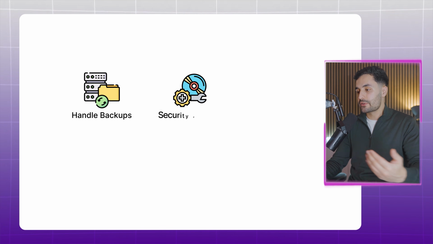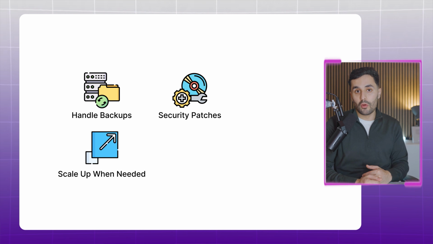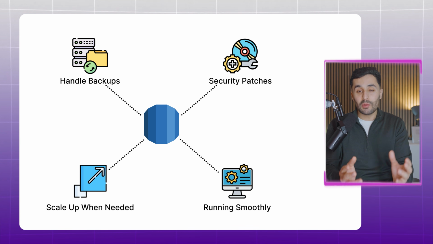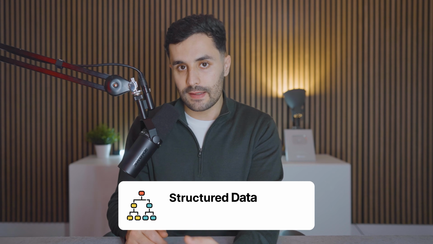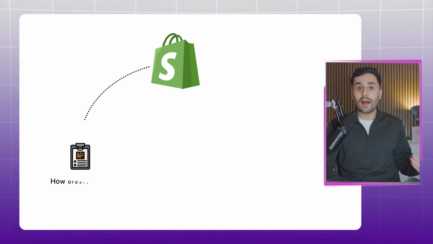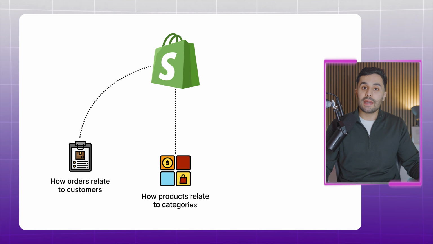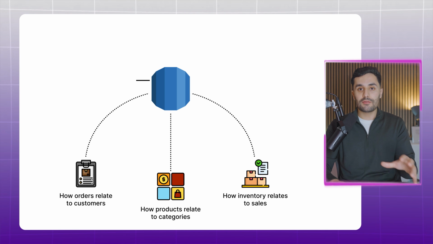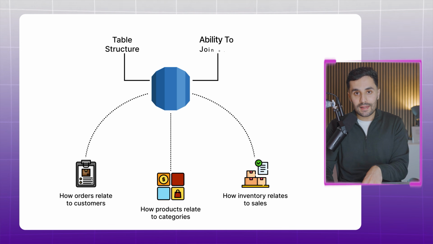Think about what running a database normally involves. You need to handle backups, manage security patches, and scale up when you need more capacity, and make sure everything runs smoothly. With AWS, RDS does all of this automatically. You can focus on actually using your database rather than maintaining it. RDS is perfect for what we call structured data, information that fits neatly into tables with clear relationships between them. For example, in an e-commerce website, you need to keep track of how orders relate to which customers, how products relate to categories, how inventory relates to sales. RDS handles these relationships naturally through its table structure and its ability to join data.